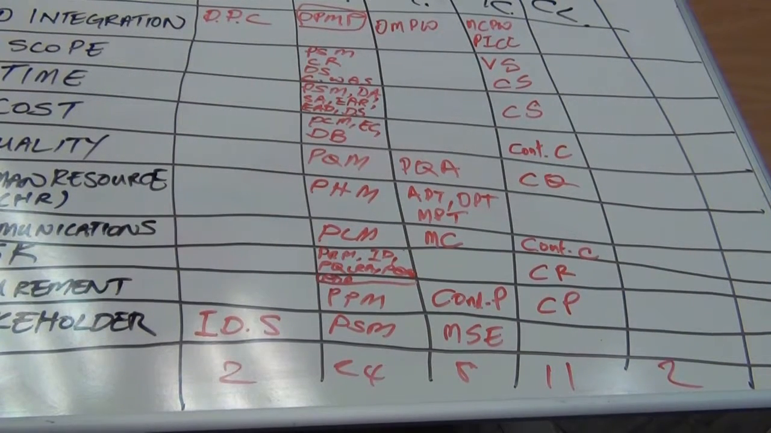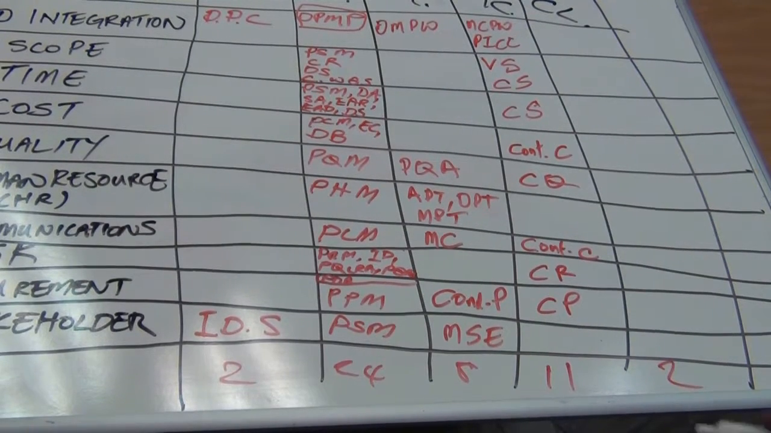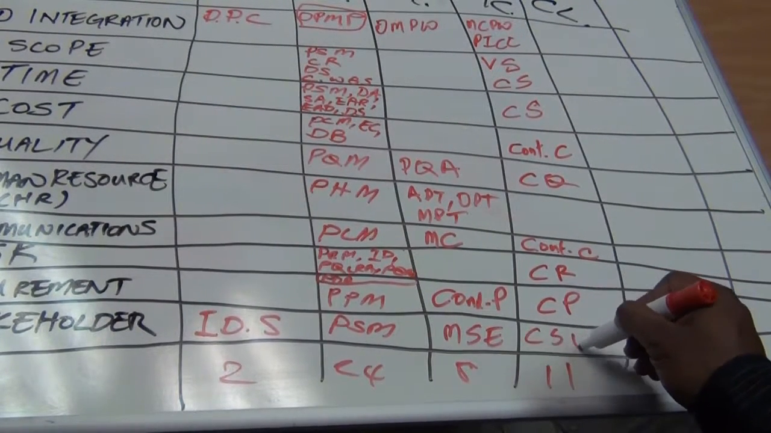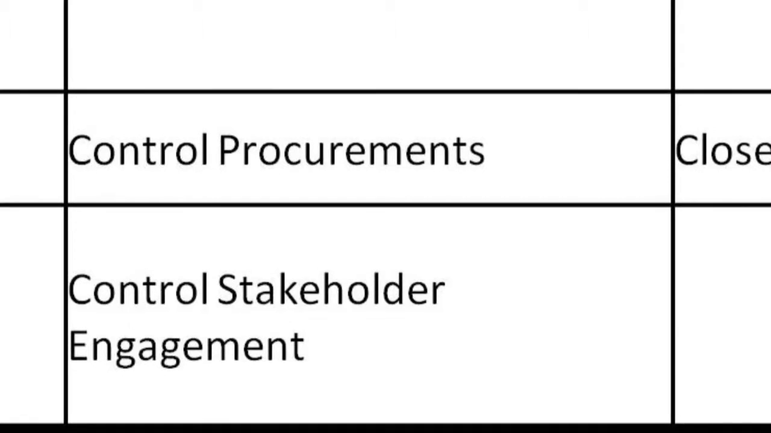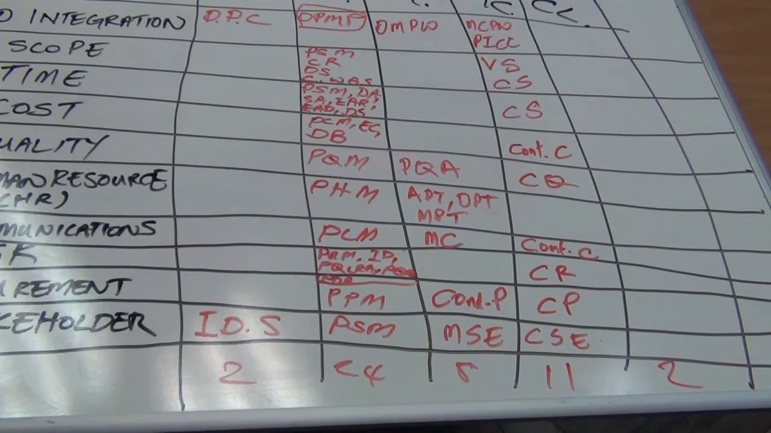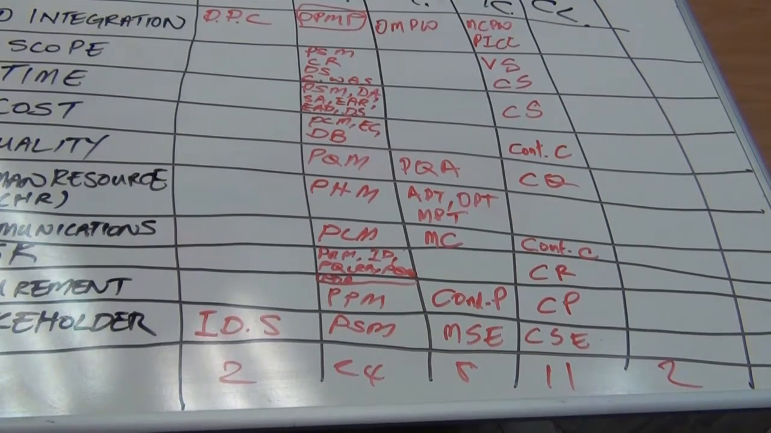Going to our final knowledge area down here, we have control stakeholder engagement. Control stakeholder engagement is all about making sure your stakeholders are engaged, and if not, then you need to take action to get them re-engaged. We call that control stakeholder engagement.